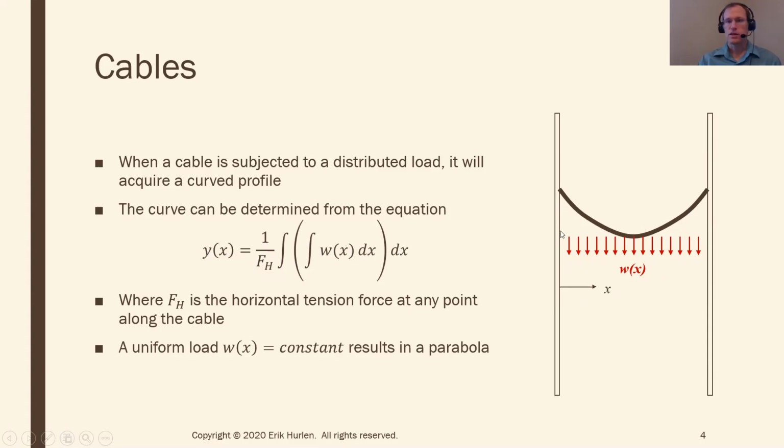If it was this specific situation of a constant load, then that gives you a parabola. Integrating this, w is a constant. Integrating once gives you a constant times x. Integrating the second time gives you a constant times x squared. So that's where it gets the parabolic curve.